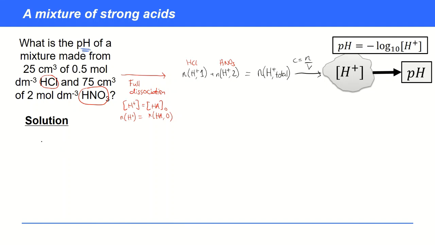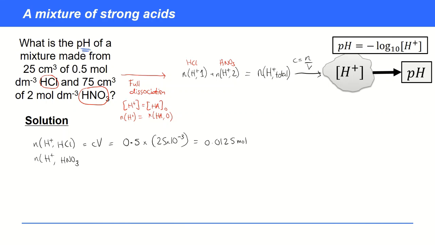So let's actually do that. The number of moles of H plus that's coming from the HCl is equal to concentration times volume. So I'm going for the concentration of that, which is 0.5, and I'm multiplying that by the volume, which is in centimeters cubed. I want to turn that into decimeters cubed, and so I'm going to multiply by 10 to the minus 3 there. I'm going to find out that this is 0.0125 moles.